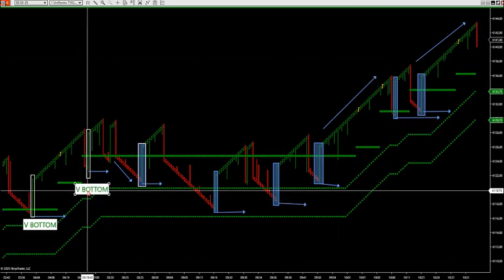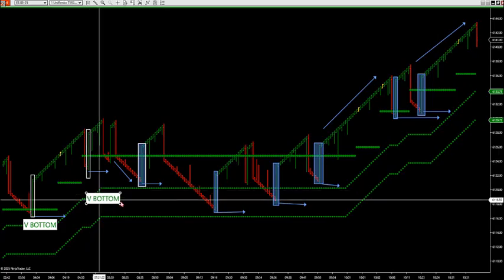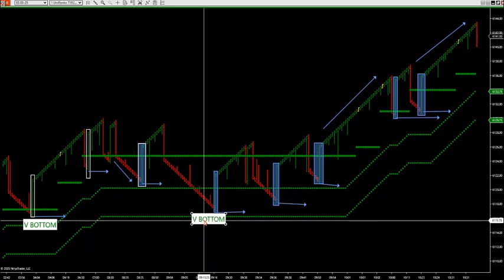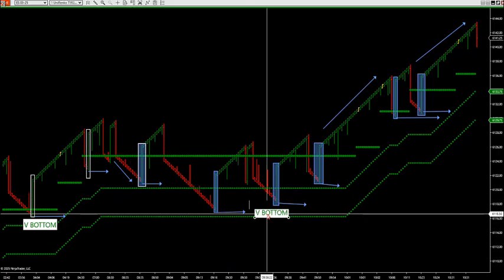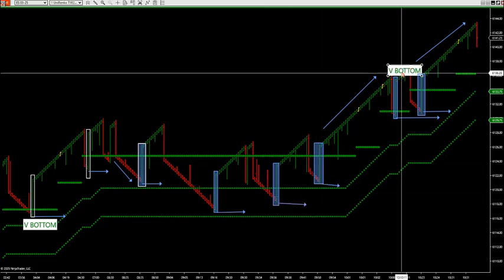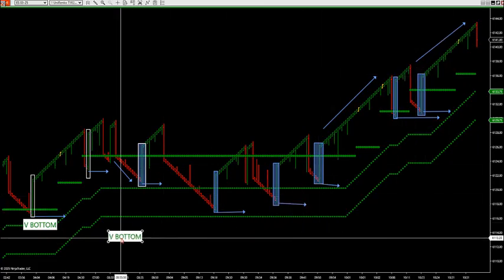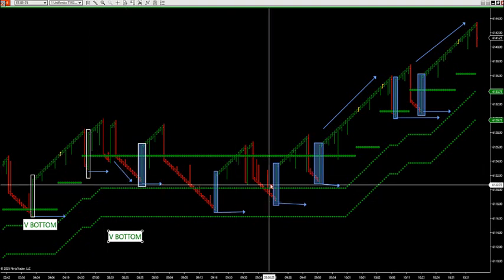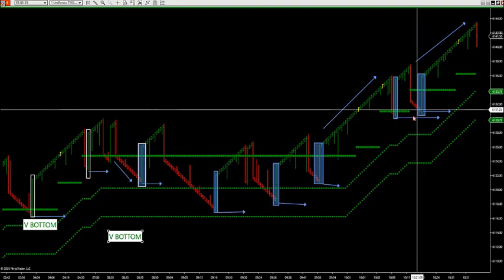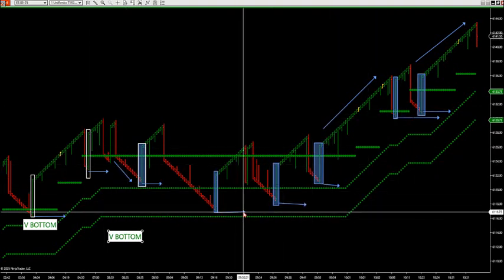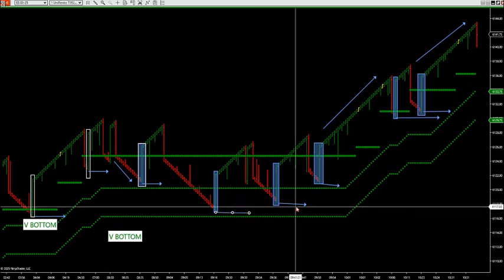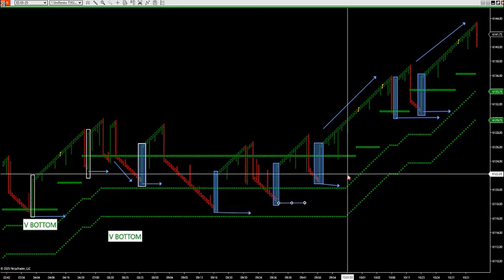So all these were V bottoms, right? V bottom, hit our target 5, hit our target 5, hit our target 5, breaking +1, target 5, and then explosion. So right now we have 1, 2, 3, 4, 5, 6, 7, 8 V bottoms that happened in the market. And all these V bottoms never broke structure low.